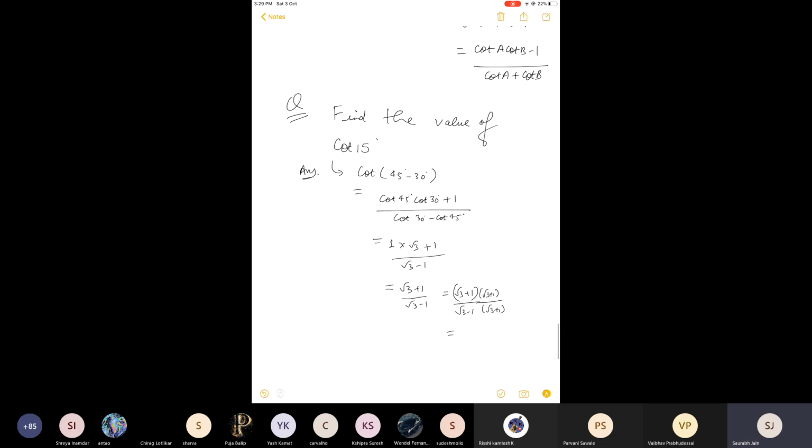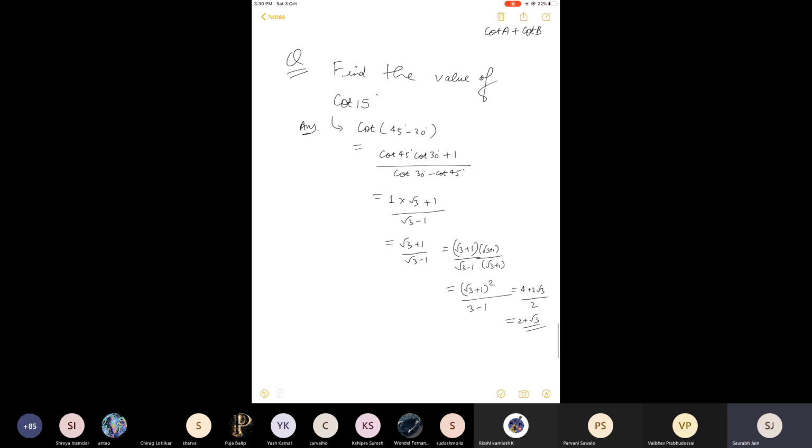Okay, so this comes out to be (root 3 plus 1) whole square. And in the denominator it is a minus b, a plus b, so that is 3 minus 1. We'll square this. A plus b whole square will give 4 plus 2 root 3 here, and the denominator will be 2. Finally the answer will be 2 plus root 3. That is cot 15 degree. We have done it so many times, like in sine 15, cos 15. Just the formula is different, the concept is the same. Splitting the angle in two so that we can use the formula of a minus b. It could be sine a minus b, cos a minus b, tan a minus b, cot a minus b, like that.